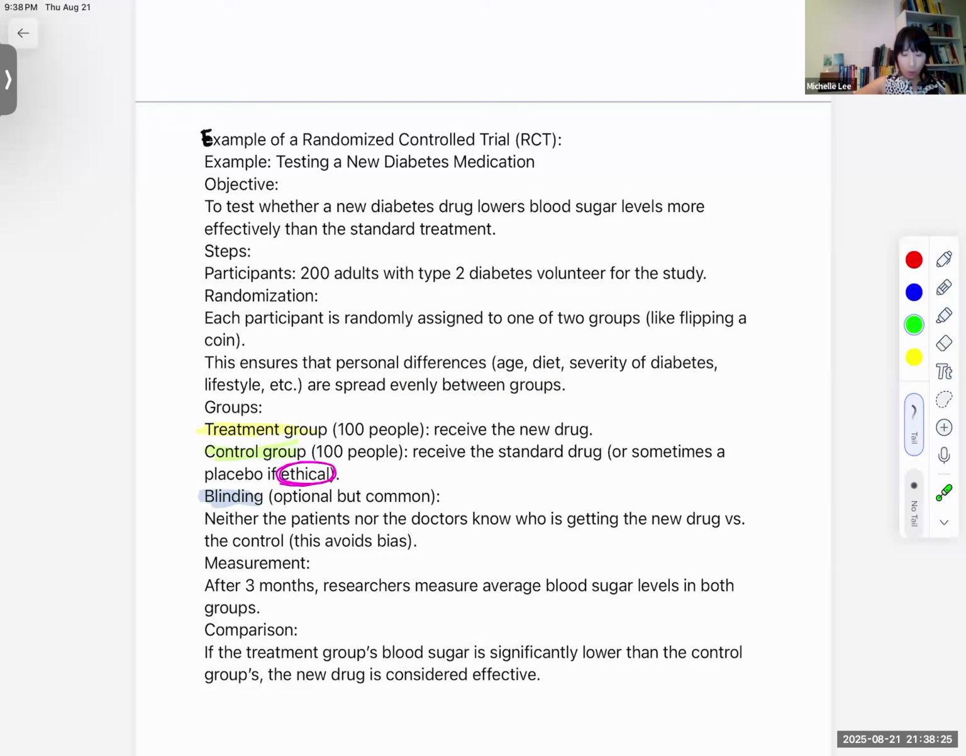Okay. So we have a treatment group, 100 people. The treatment group receives treatment, right? So they receive the new drug. The control group, also 100 people, basically doesn't receive the treatment. They're just using their original one, right? So they say the placebo.